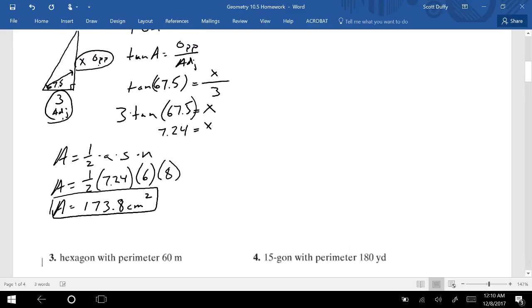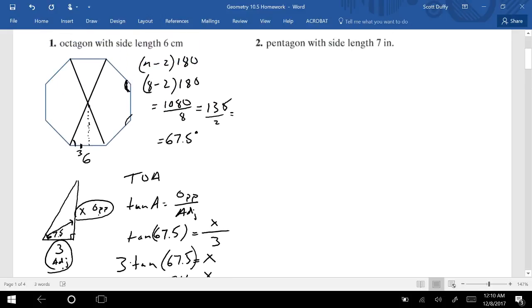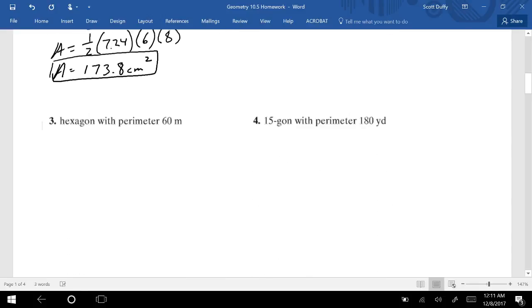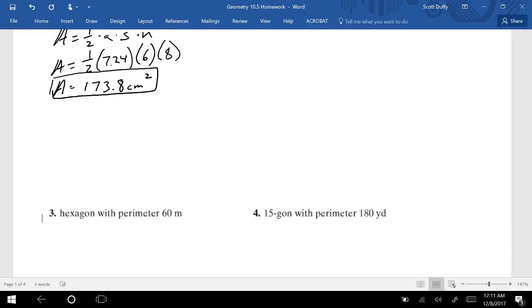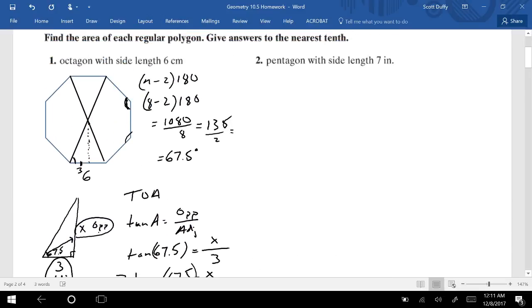Make sure you review all the way through this to do number 2. When you do number 2, you should get an answer of 84.3 square inches. Good luck with that one.